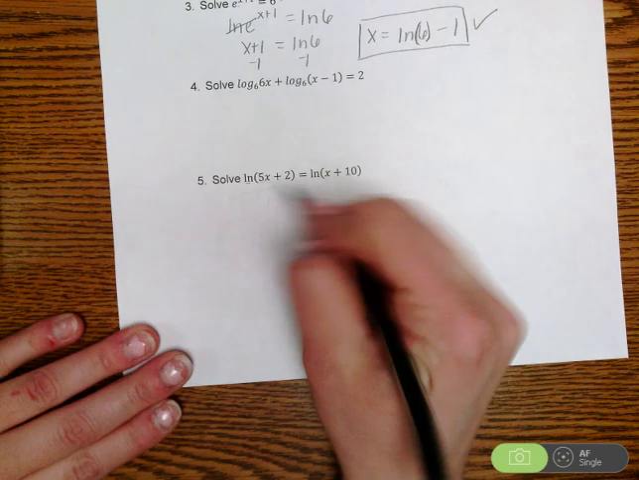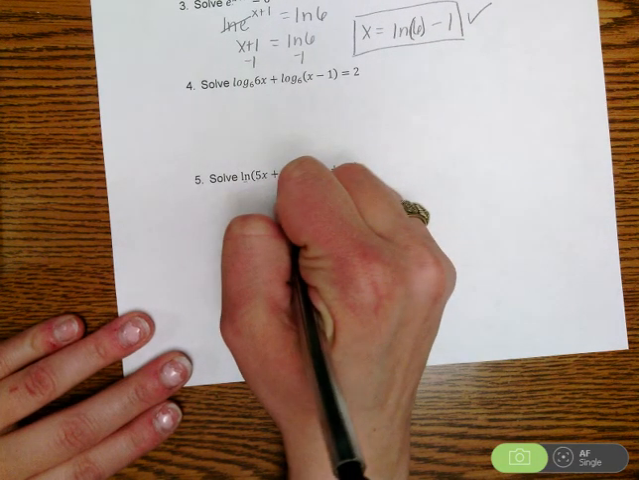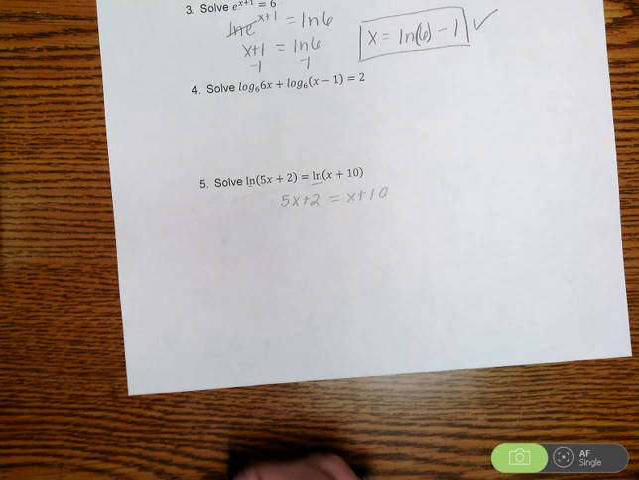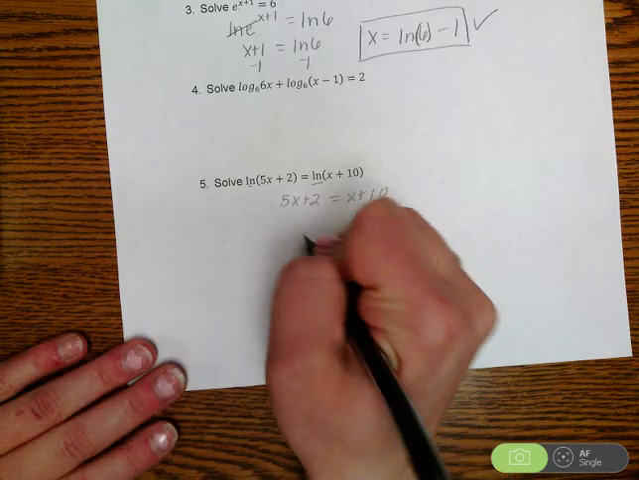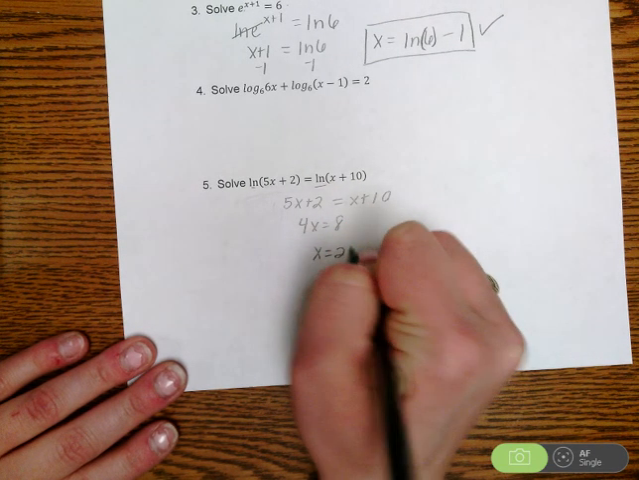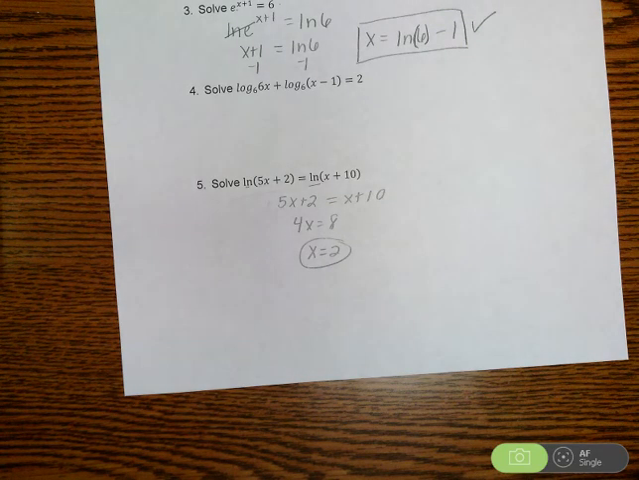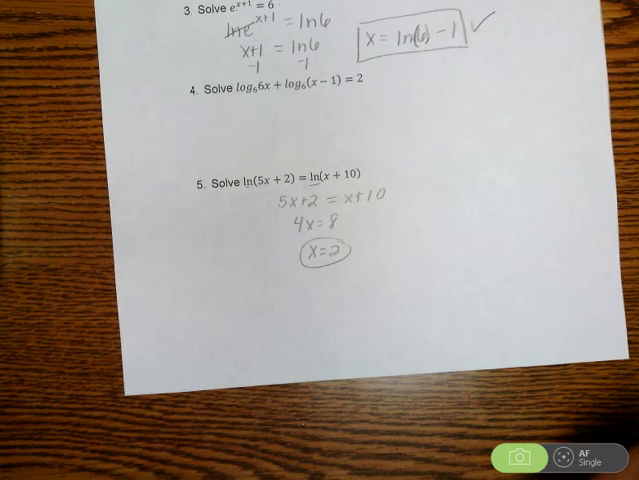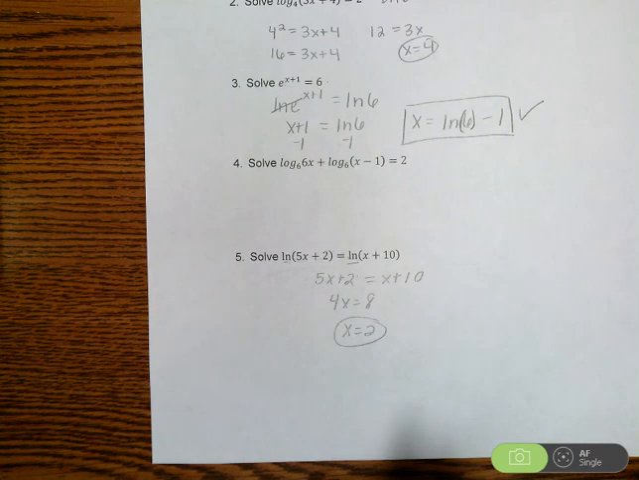But the idea is still the same. If you're taking the natural log on both sides, all you have to do is take what you're taking the log of and set them equal to one another. So subtract an x, you get 4x. Subtract 2, you get 8. So then x equals 2. Don't make it any more difficult than it has to be. As long as these are the same base, you are able to do that. If they're not the same base, then you have a problem. Fun fact.